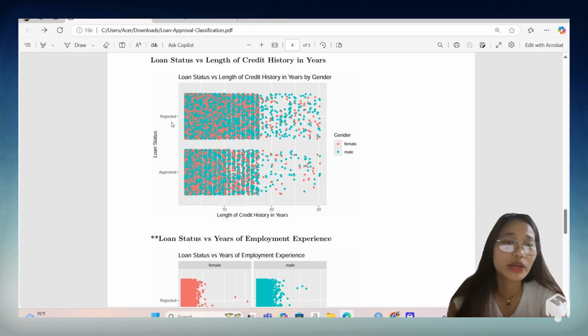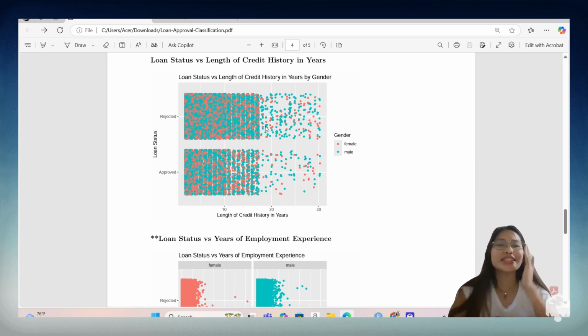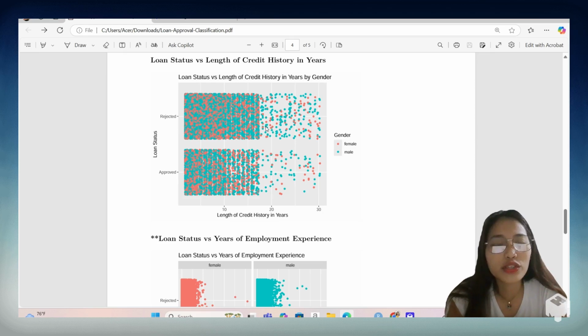Here, 0 is equal to rejected, and approved is equal to 1. And here in the x-axis, we have the length of credit history, and the colors represent gender. So that is the distribution. As we can see in this, it really shows that there are lots who got rejected rather than being approved.